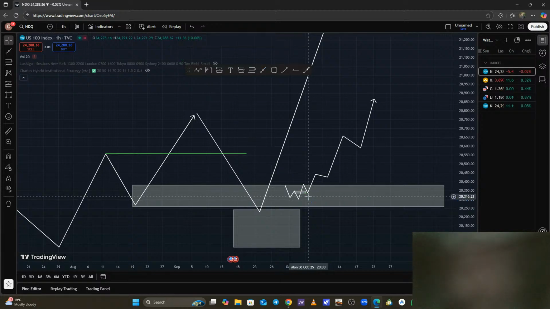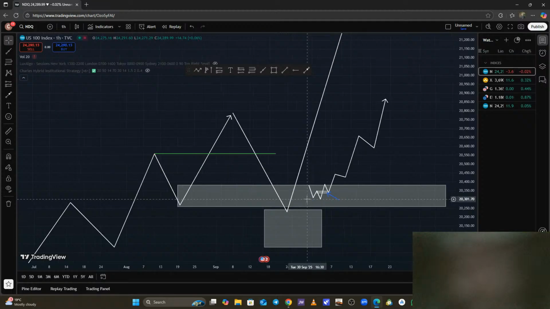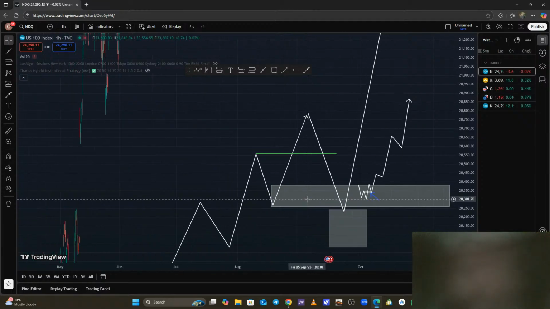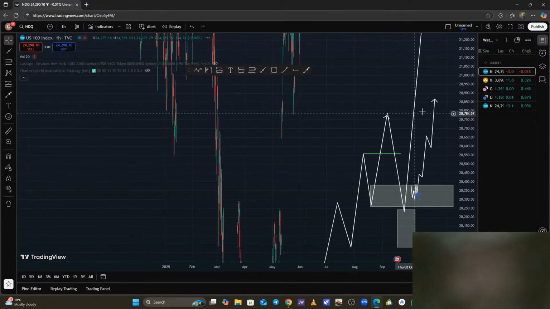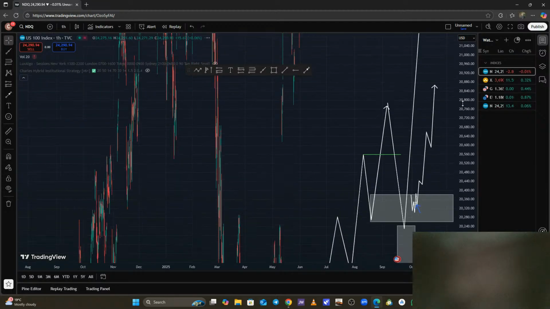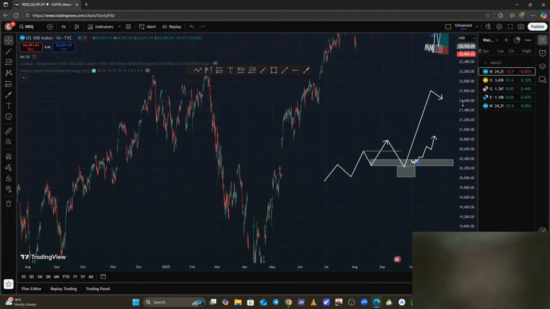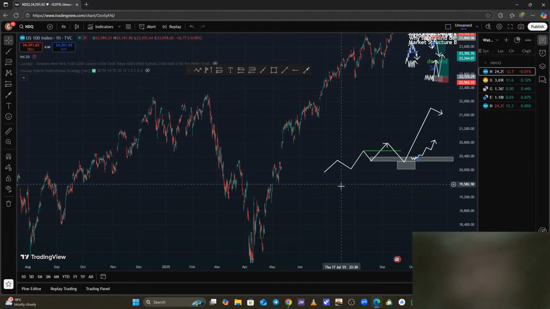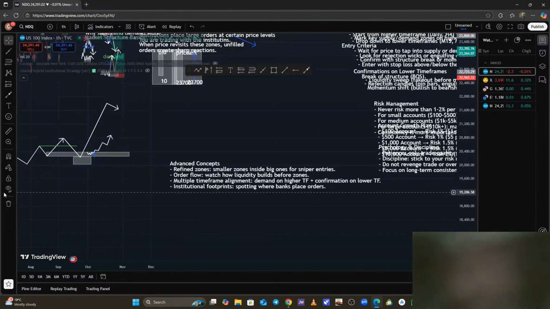Okay, what's that? I need an arrow. Where is that arrow? Yeah, that's it. So you can see we have a demand zone inside a demand zone. So this is for the sniper entries. You can see you have a demand zone that's living inside another demand zone. And that's how you identify your sniper entries, basically for you to get good quality trades.